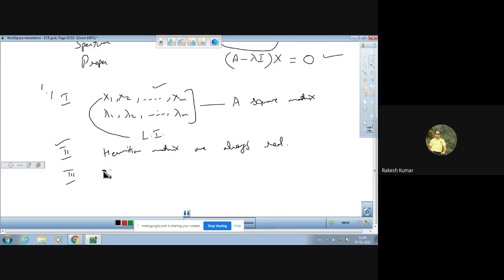And one more property is there. Characteristic roots of a real symmetric matrix A are all real. Characteristic root किसी real symmetric matrix के real ही होते हैं. ये भी एक प्रॉपर्टी है जो आप लोग याद रखेंगे.